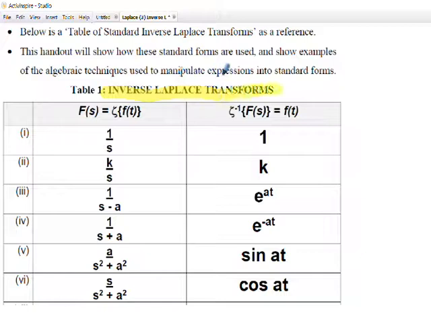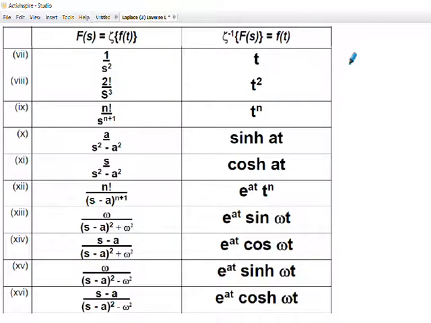I've reviewed these in previous presentations, so I won't review them here, but basically on the left hand side we have the Laplace transform in the S domain, and on the right hand side we have the inverse Laplace transform, bringing us back to the function of time, the T domain. This is another part of the inverse Laplace transform table.